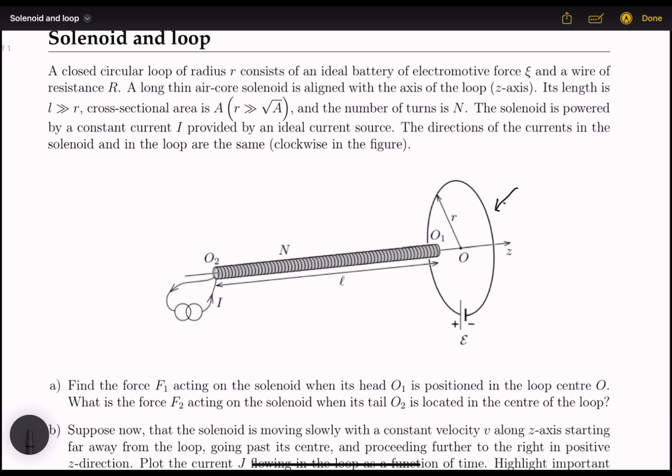So a closed circular loop of radius r consists of an ideal battery of electromotive force, which has been given to us, and a wire of resistance r. So the wire of the perfectly circular Amperian loop, this one right there, has a total resistance of r. A long and thin air core solenoid, meaning that there's nothing such as soft core iron or anything to augment the magnetic powers of the solenoid. There's just air inside of that, is aligned with the axis of the loop, the symmetric axis, which is given to be z, and z is perpendicular to the plane of the Amperian loop.